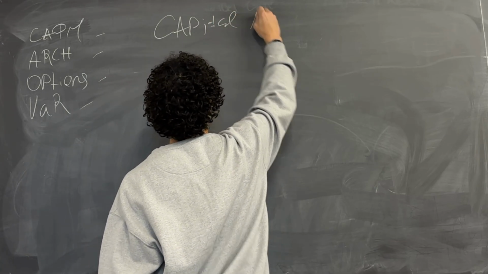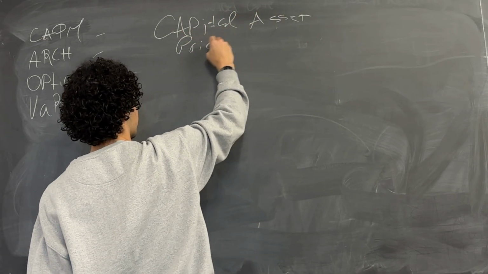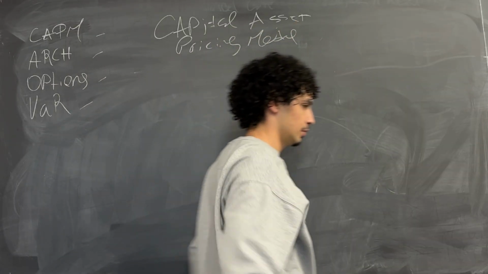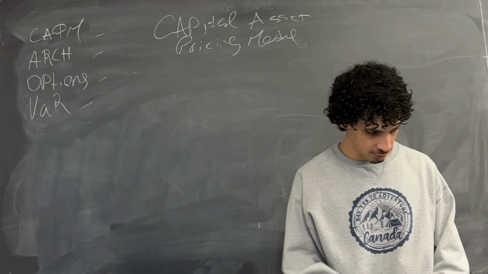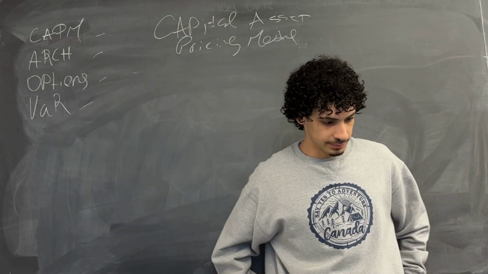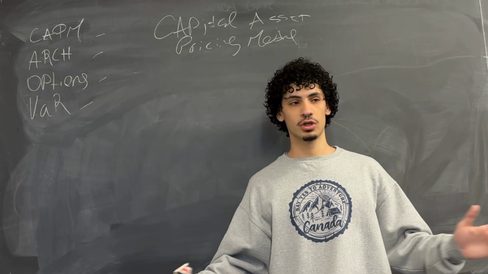capital asset model. So the capital asset pricing model, it's kind of like, so the model first makes an assumption.